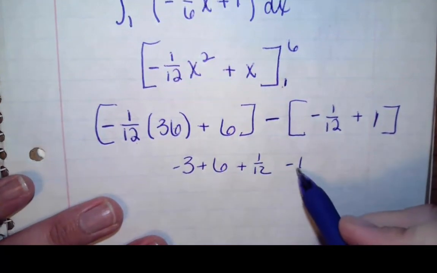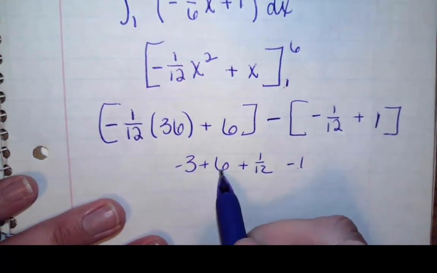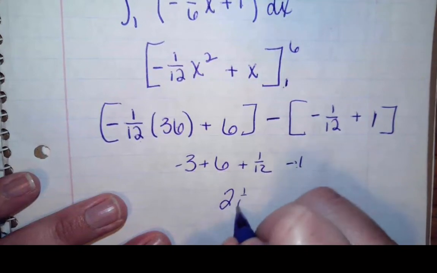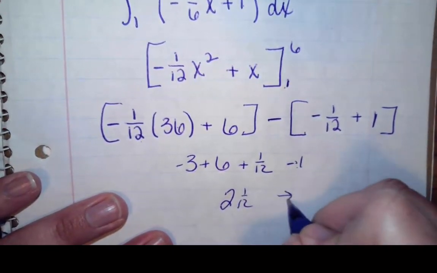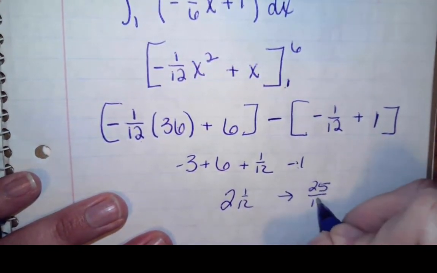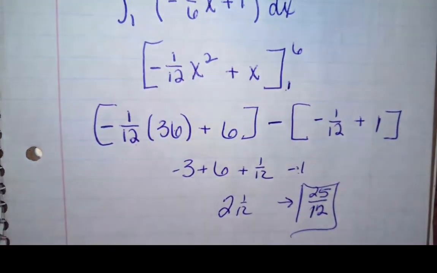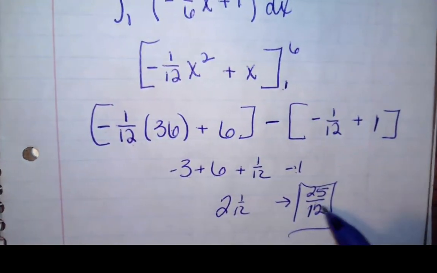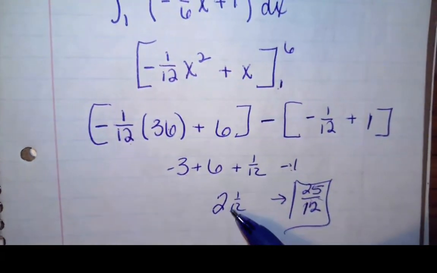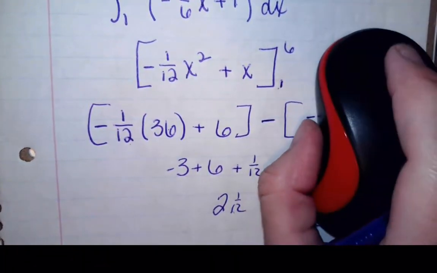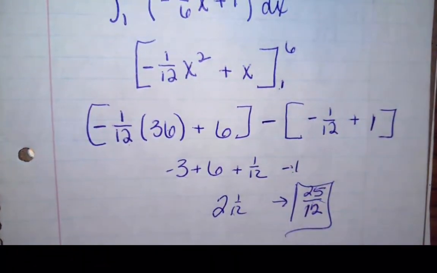So what do I get for an answer? Negative 3 and 6 is 3. Minus 1 is 2. And 2 and 1/12 is going to turn into 25 twelfths. 25 twelfths is your answer. Okay, and you always want to do it in improper fractions. If you try and do 2 and 1/12, it's going to kick it out as wrong. Okay, so I get 25 twelfths. Let's try again. And it also says to use geometry to verify your results. Well, we're going to get the same one, so we're not doing geometry.